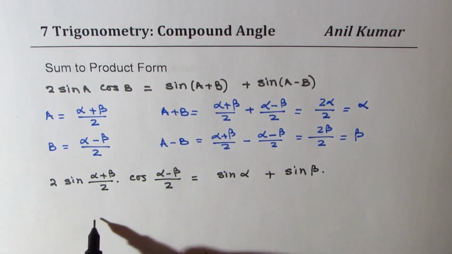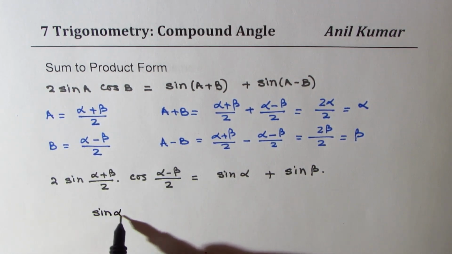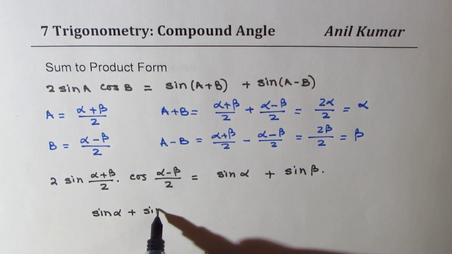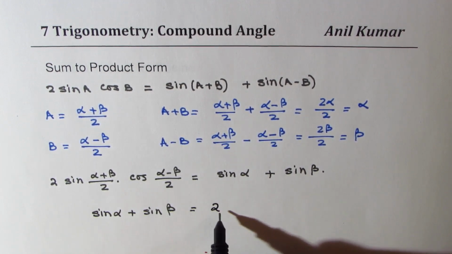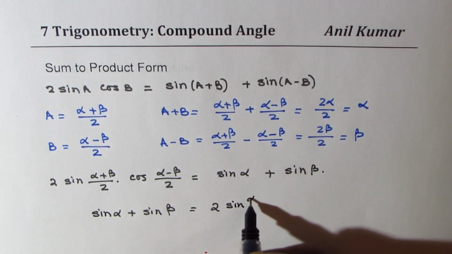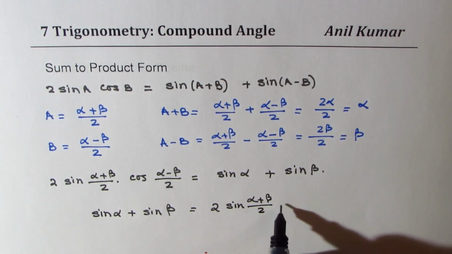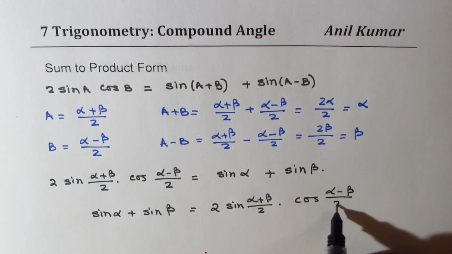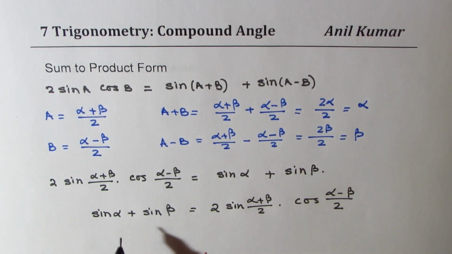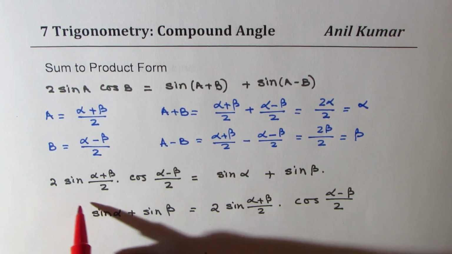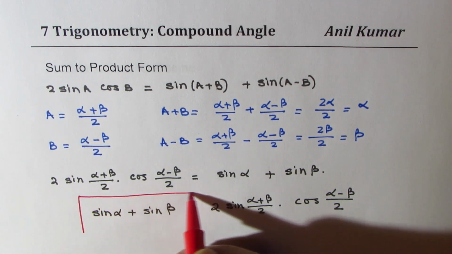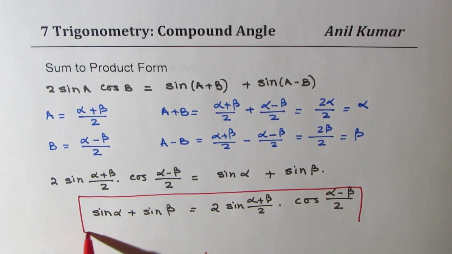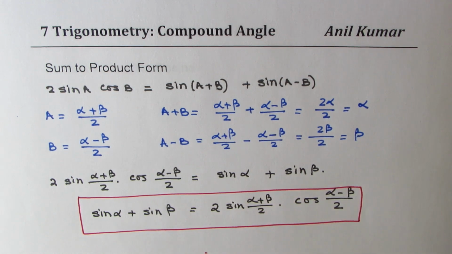So we could write this as another formula, which is sine alpha plus sine beta equals twice sine alpha plus beta by 2 times cos alpha minus beta by 2. So that is called sum to product. So I hope that is clear, right? So this is what we call sum to product formula. See how easy it is to get all these formulas. So they are all very much related.